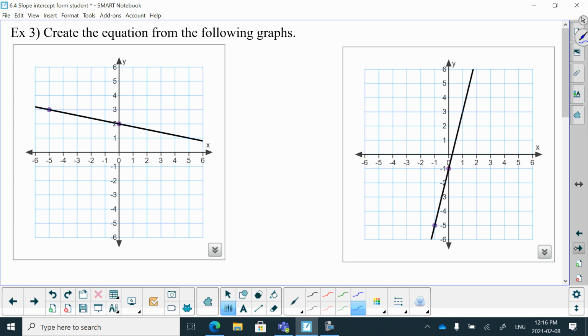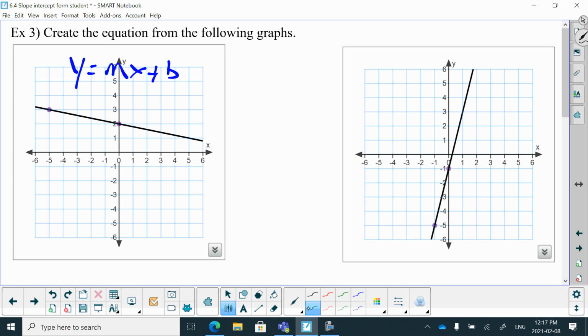Well, I guess I didn't do very good making this because I don't have arrows on my lines, but whatever. All right. What's our equation again? Yes, Karen. Y equals mx plus b. Perfect. That's exactly what I wanted. Blue is good.